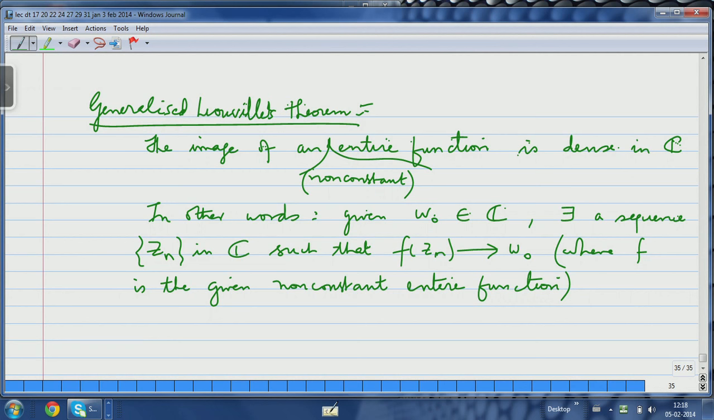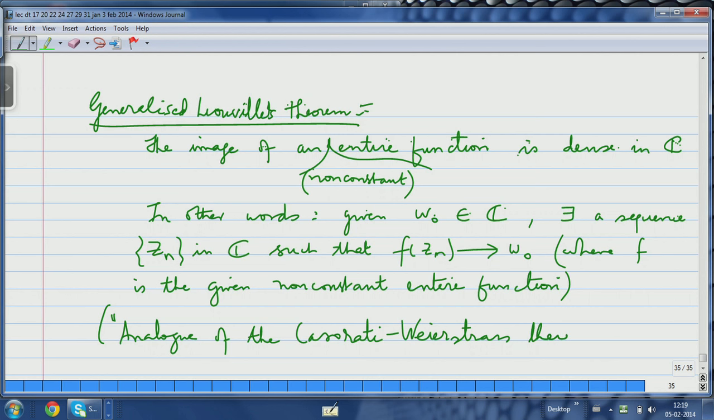So this is the generalized Liouville's theorem, and this is the analog of the Casorati-Weierstrass theorem. I am still putting this "analog of the Casorati-Weierstrass theorem" in quotes in some sense, but it is actually the Casorati-Weierstrass theorem for infinity as an essential singularity, which justifies this name. I'll explain that to you later.